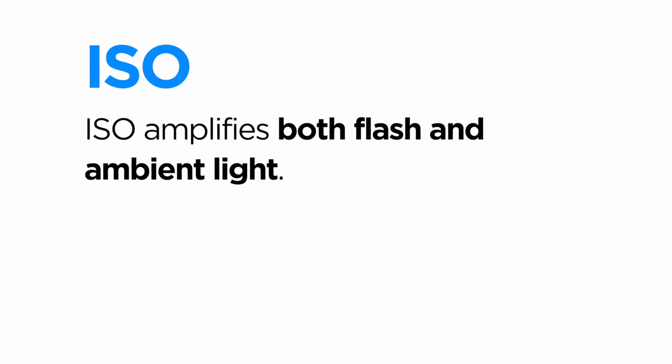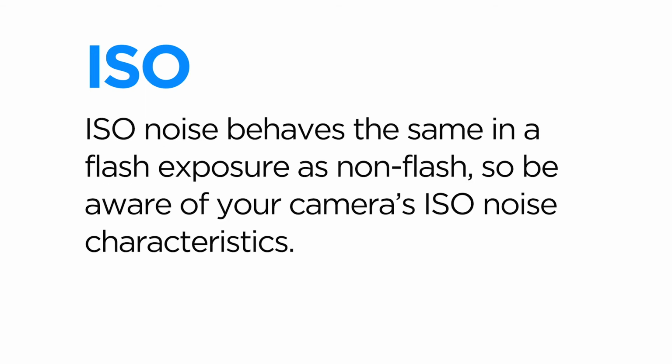All right, let's go to ISO. And ISO behaves pretty similarly to how it behaves in a regular exposure. It basically controls the brightness of everything. So it amplifies both the light from the flash and whatever existing or ambient light there is. Just like in a regular exposure, you need to be aware of the characteristics of your camera and how it behaves as you turn the ISO up. What level of ISO becomes noisy and irritating and bothersome for you. So every camera will do differently there, as well as your personal taste for ISO noise.